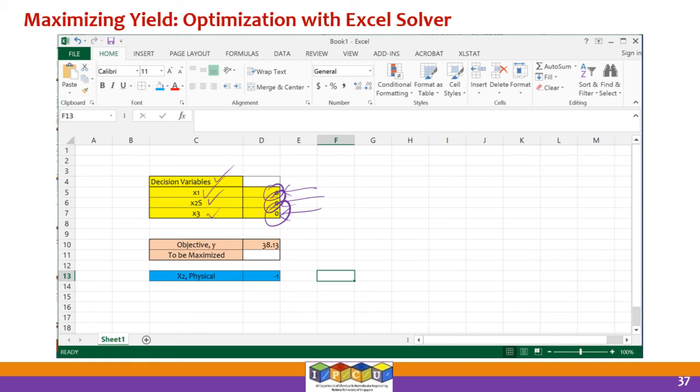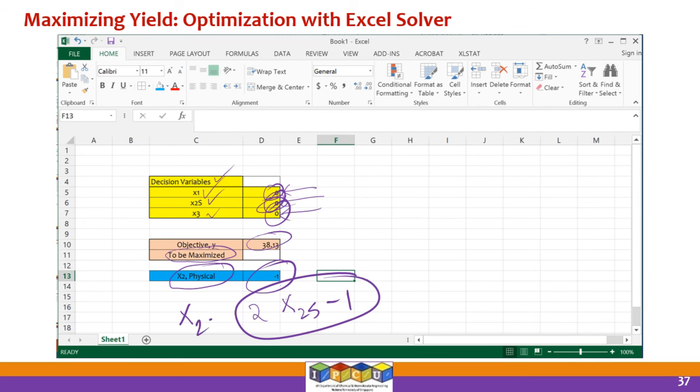And then I'm also creating labels, right? Just text to indicate that the objective is going to be entered here, and the objective is to be maximized, right? That's our goal. I also have a provision where I calculate the physical value of x2, so that is something I ask Excel to show here. Basically, we know that 2 times x2s minus 1 is nothing but our x2, right? This is what we know.